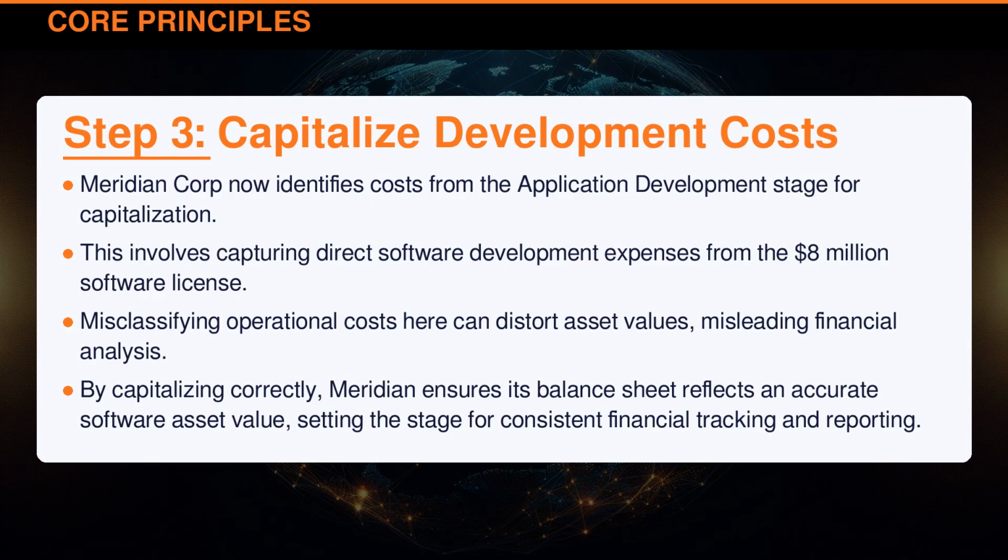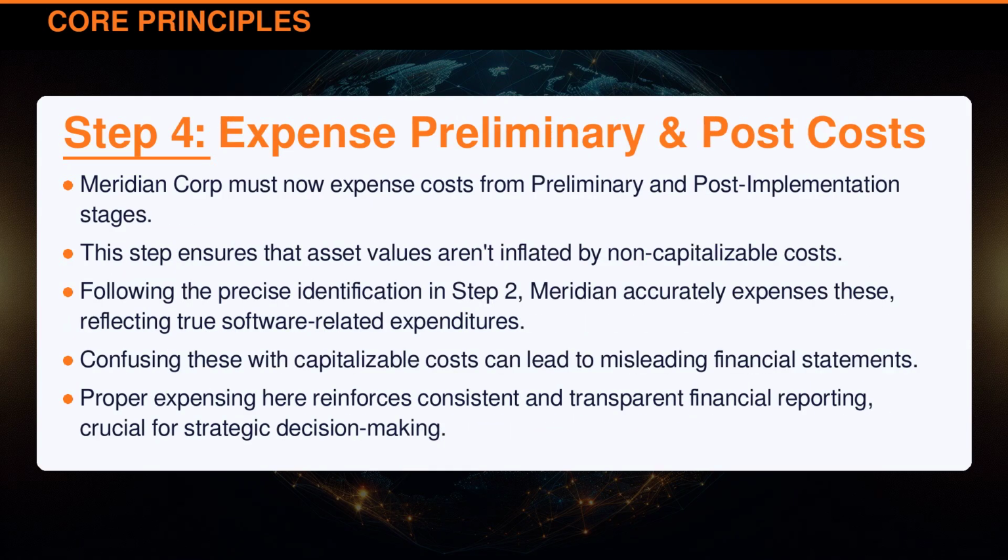tracking and reporting. Meridian Corporation must now expense costs from preliminary and post-implementation stages. This step ensures that asset values aren't inflated by non-capitalizable costs. Following the precise identification in Step 2, Meridian accurately expenses these, reflecting true software-related expenditures. Confusing these with capitalizable costs can lead to misleading financial statements. Proper expensing here reinforces consistent and transparent financial reporting, crucial for strategic decision-making.